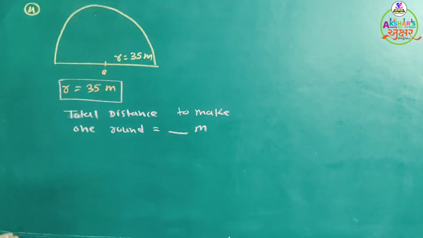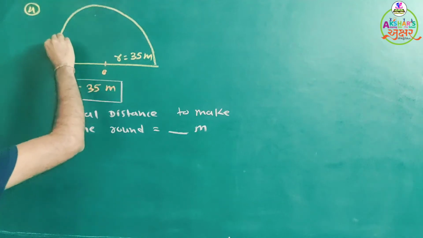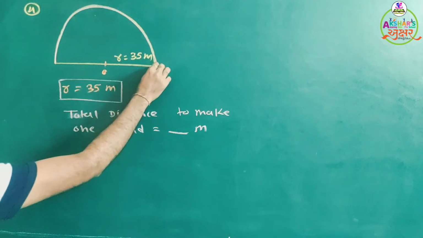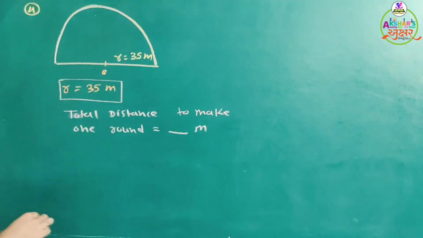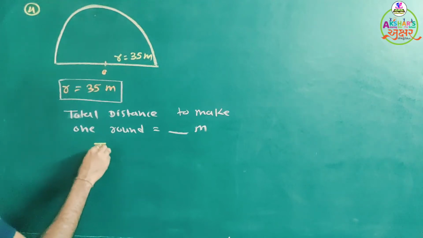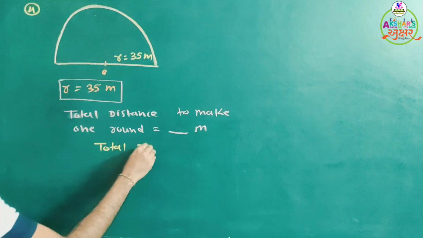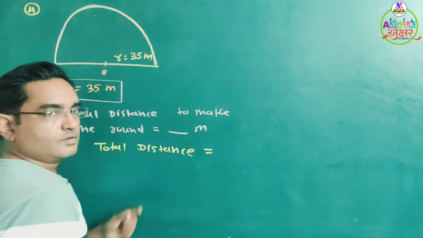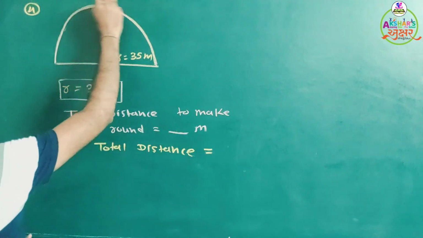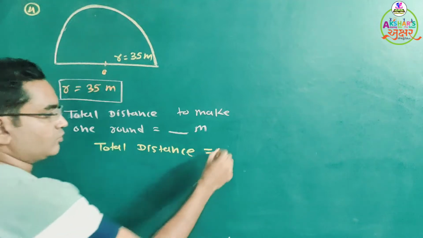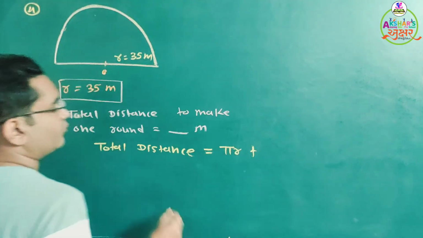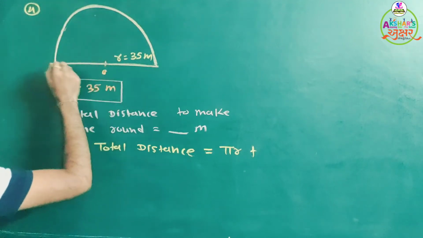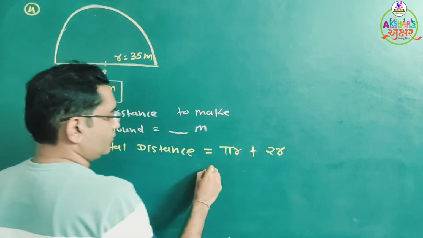So if he has to make a complete round, where will the person have to walk? Person has to walk the circumference of this semicircle and 1 radius and 2 radius. So total distance is equal to half of circumference of circle. So it's 2 pi r by 2, it's pi r, then r plus r, which is 2r. Done. Put the value of r.